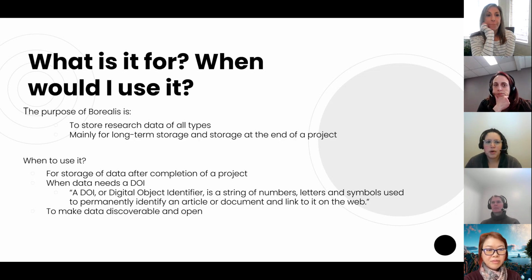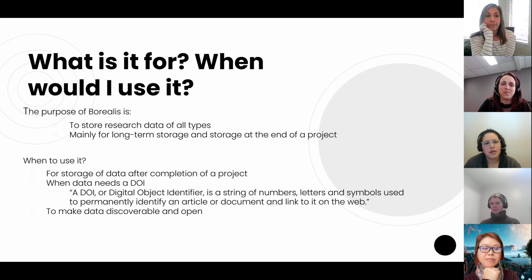So what is Borealis for? When would you use it? The purpose of Borealis, as we've been discussing, but just to reiterate, is to store research data of all types, mainly for long-term storage and storage at the end of a project. So you might want to use it for storing data after completion of that project, when that data might need a persistent identifier like a DOI. DOI, just so we're all on the same page, is a digital object identifier, the string of numbers, letters, and symbols used to permanently identify an article or document, in this case a data set, and link it somewhere on the web. So it can help easily locate that data and connect it, so we'll always refer back to it. Sort of like a SIN number for your data set.